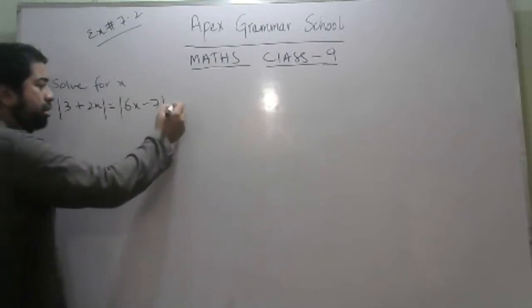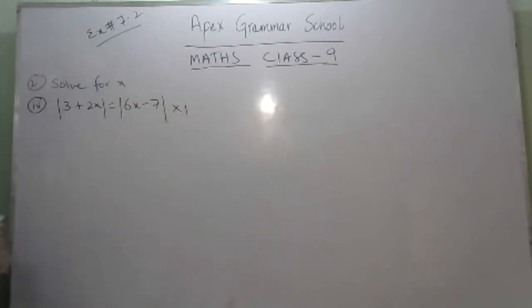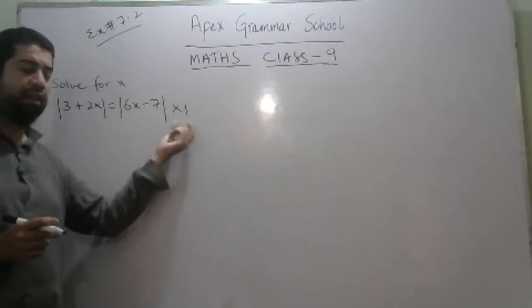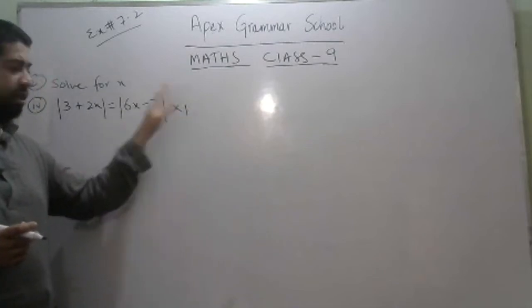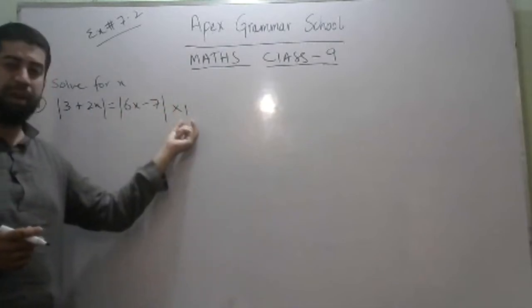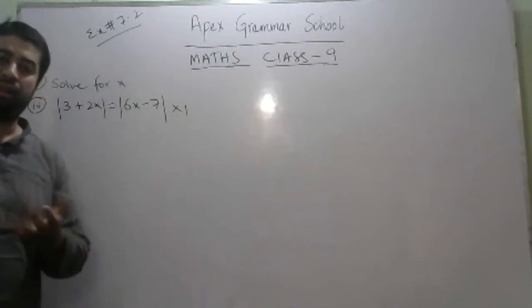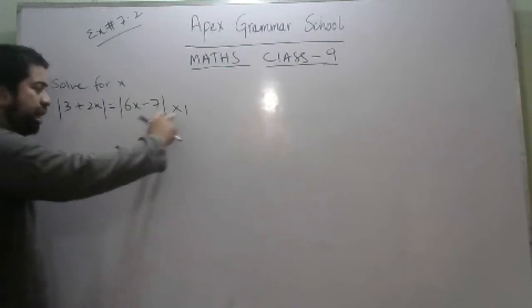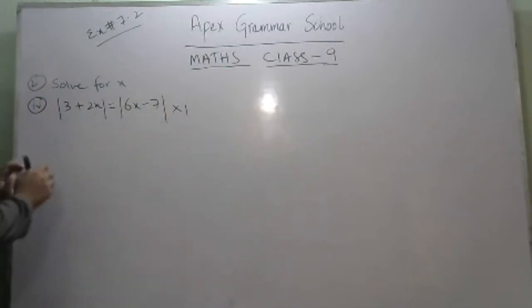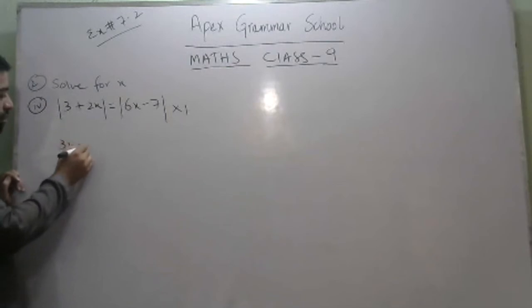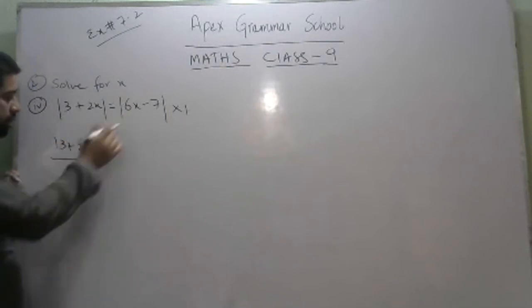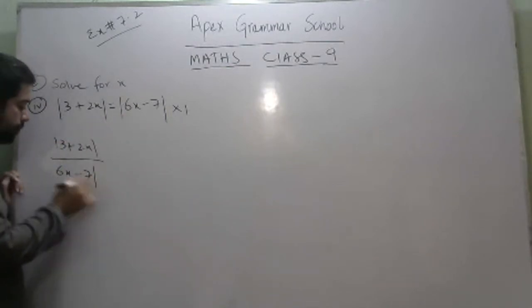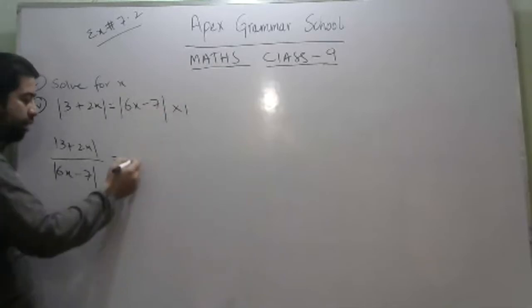You can write it as it is multiplied by 1. Multiplying by 1 means exactly the same, because after multiplying by 1 it is the same. So this is multiplied by 1 here and will divide towards the right hand side. That means 6x minus 7 is equal to 1 will be left.